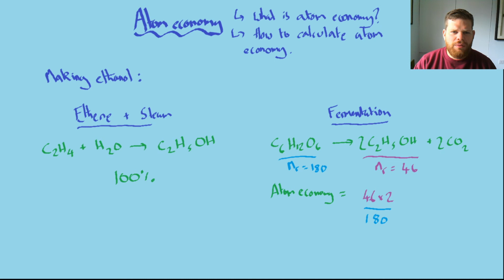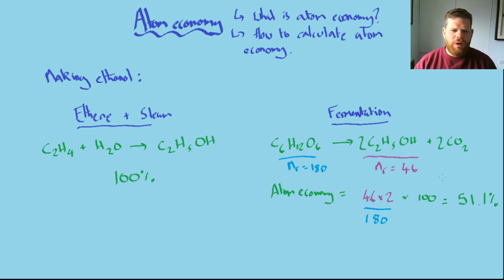So then all we do is multiply that by 100, plug it into your calculator, and you'd get the answer of 51.1%. So here you can see that we've got these two methods. We've got ethene and steam, which is 100%, and fermentation, which is 51.1%.